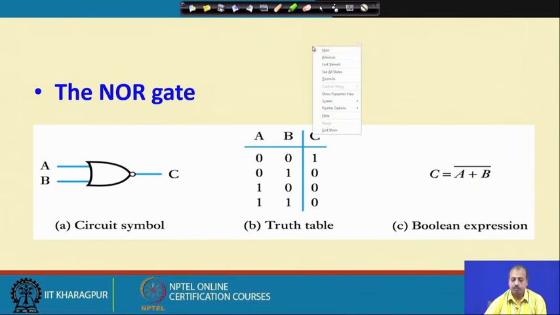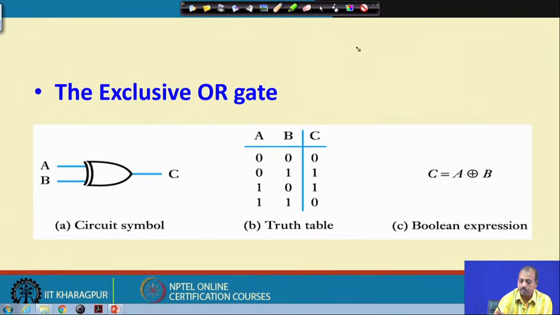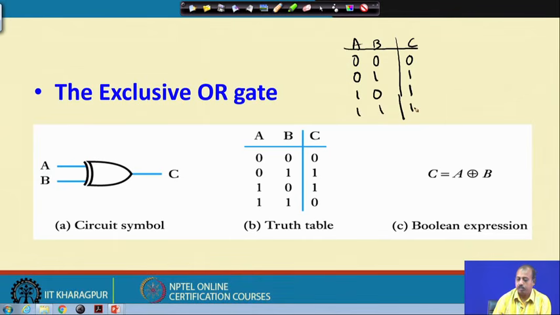Next we will look into another derived gate, which is known as the exclusive OR gate. If you remember the OR gate, the truth table for the OR gate had A, B and C. Whenever any of the inputs was equal to 1, the output was equal to 1. So 1 0 is also 1, and 1 1 was also equal to 1. This was the truth table for the OR gate.